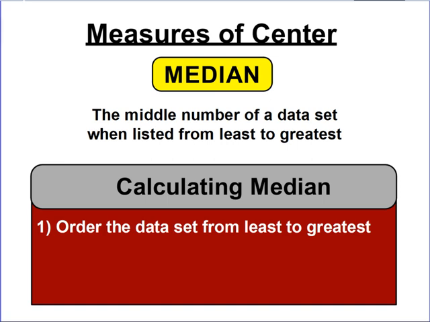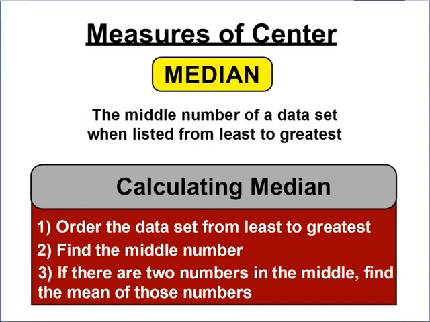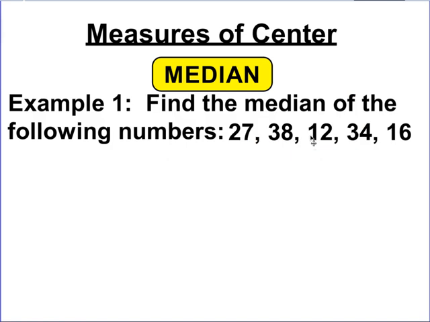Arrange them in order from least to greatest, and then find the number or numbers in the middle. There might be more than one number in the middle, and in that case, we have to do a little calculation to find the median. Okay, so if there's two numbers in the middle, we've got to find the mean.